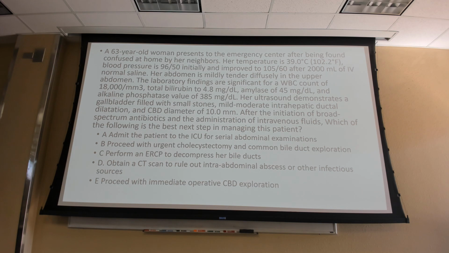What's our normal bili level? Everybody's like, I don't know. It gives me the results. Sir, are we given normal values for the exam? Some of them will, and some of them won't have it on there. So typically 1.2 is normal for bili. Over 1.7 is considered abnormal. This one's pretty high.